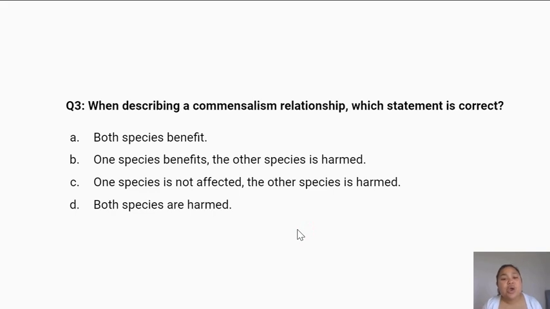Question 3. When describing a commensalism relationship, which statement is correct? A. Both species benefit. B. One species benefits, the other species is harmed. C. One species is not affected, the other species is harmed. D. Both species are harmed.